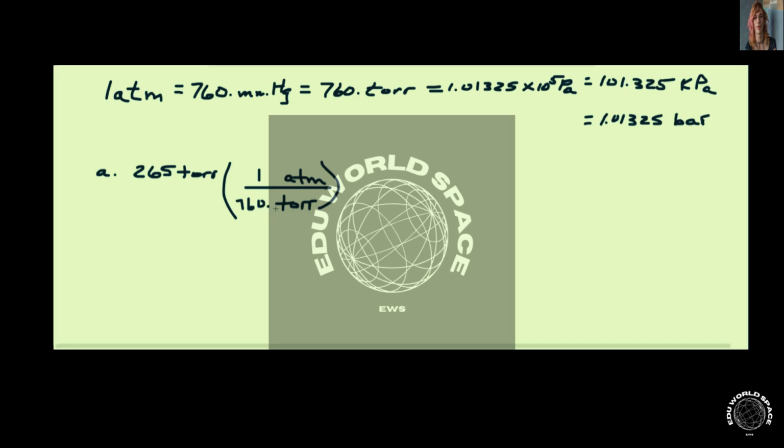Remember, the decimal point means that that 0 is significant, so we can answer this to 3 sig figs. And when we do our math, we wind up with 0.349 to 3 significant figures atmospheres. And then if you want to double check your units, you can see torr divided by torr cancels out, and you're left with ATM, which is what we want. Now we can go ahead and do a couple more conversions with this.